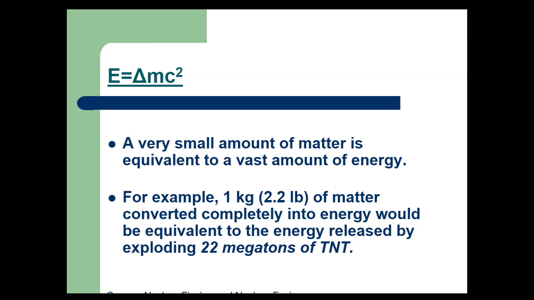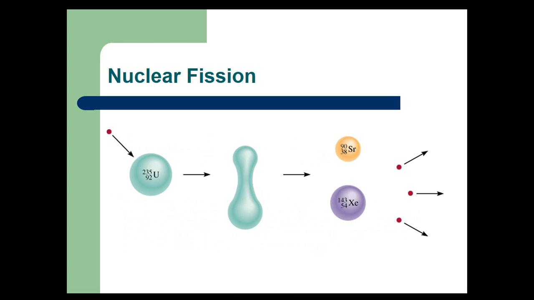So when we look at it, we only need about 1 kilogram of matter converted to energy to get the same amount of energy released as 22 megatons of TNT, so huge amounts of energy released. So here we have a neutron hitting uranium-235, causing a fission and producing, in this case, 3 new neutrons. Those neutrons can then hit other uranium-235 nuclei and cause them to fission, and then you start getting the conditions necessary for a chain reaction.